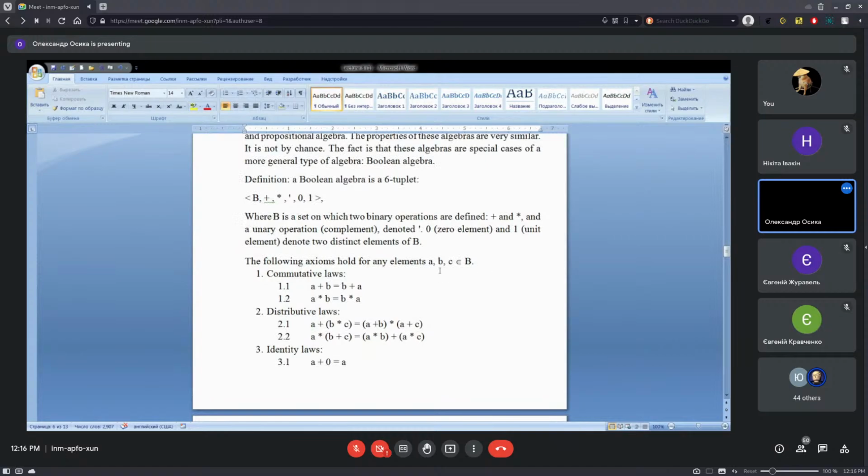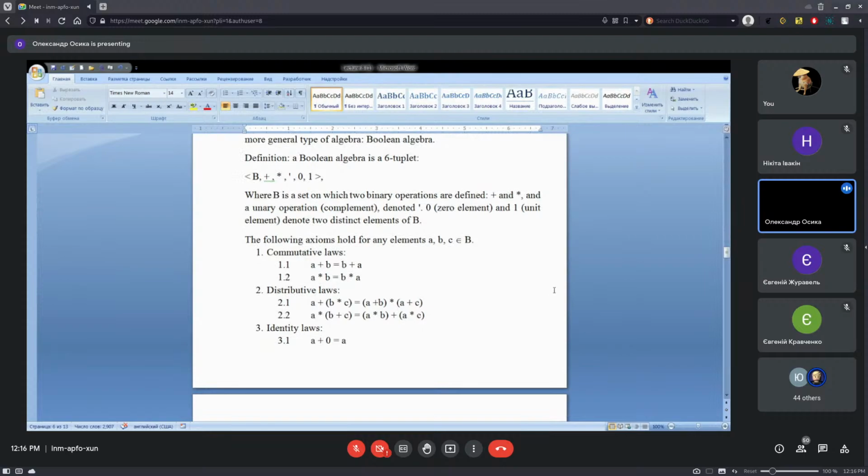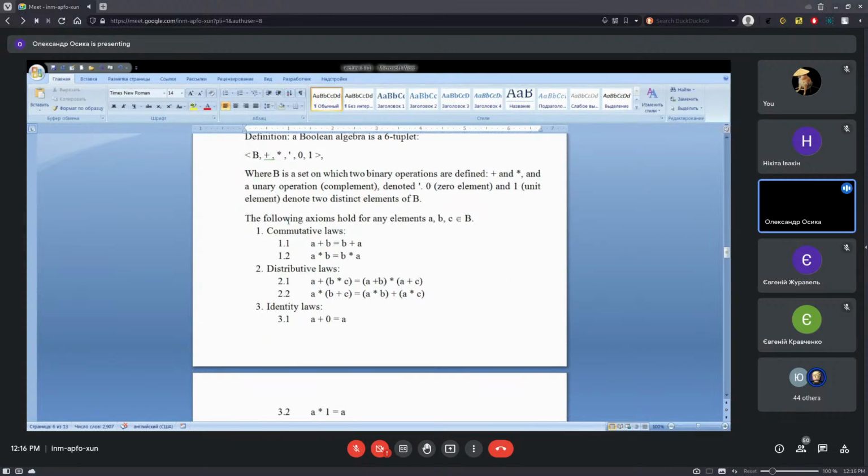So within this set, we have 0 and 1, but you will see what kind of 0 we have, and how it can be interpreted. The following axioms hold for any elements A, B, and C from this set B, in the Boolean algebra, of course.